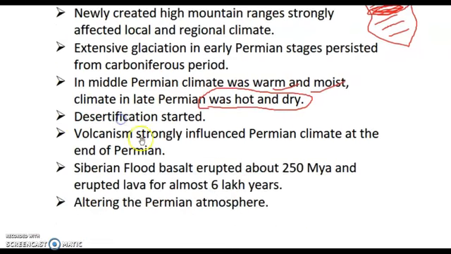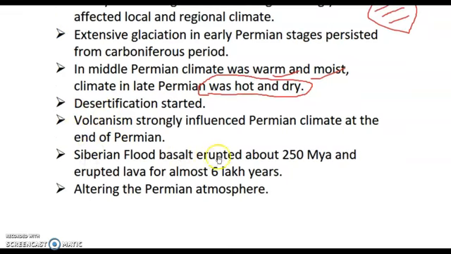and volcanism strongly influenced the Permian climate at the end of the Permian. When we talk about the Permian extinction, the main cause was the volcanism in the Siberian region, and the Siberian flood basalt erupted about 250 million years ago. That is the end of the Permian, and it erupted lava for almost 6 lakh years. So that was a very huge time, and it altered the Permian atmosphere.